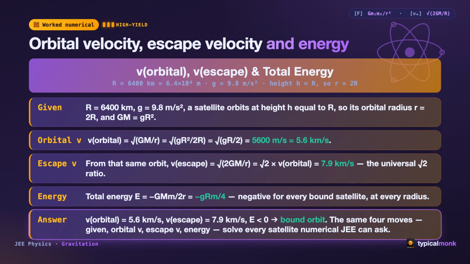Step 5. Gather the answer. Orbital velocity 5.6 kilometers per second. Escape velocity from that orbit 7.9 kilometers per second. And a negative total energy confirming a bound orbit. Given orbital velocity, escape velocity, energy, the same 4 moves solve every satellite numerical JEE can throw at you.